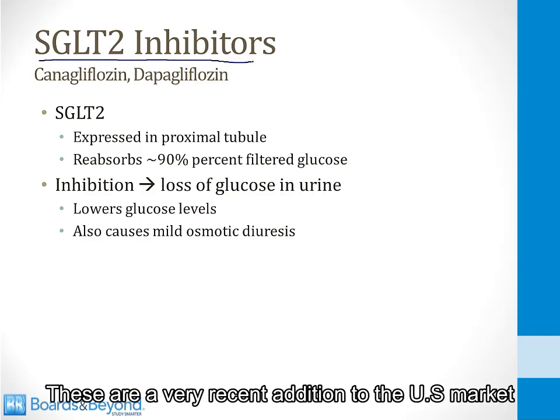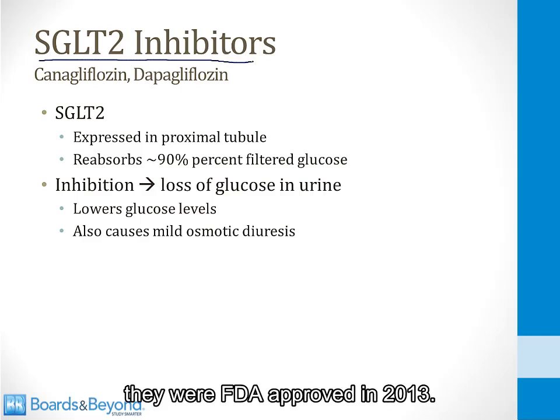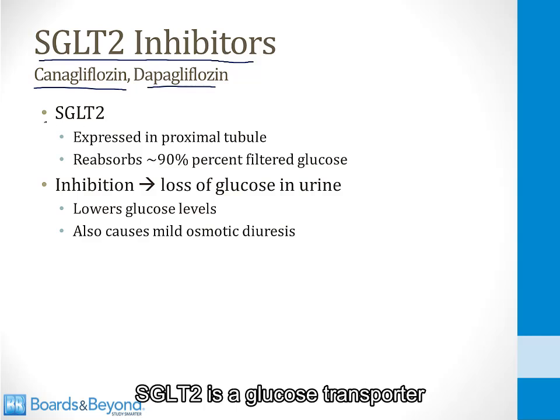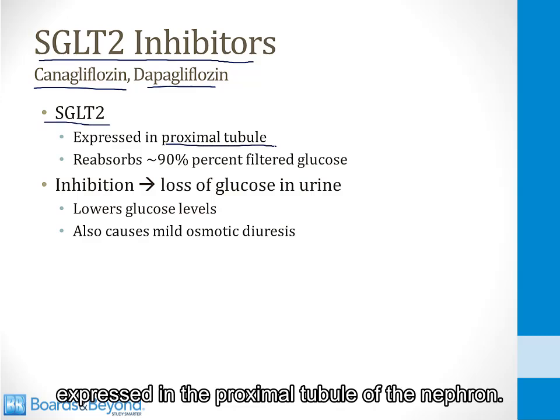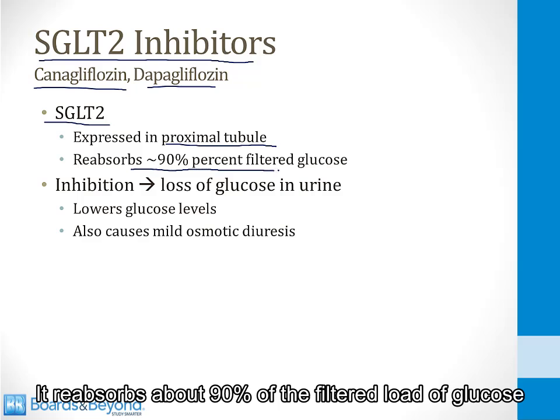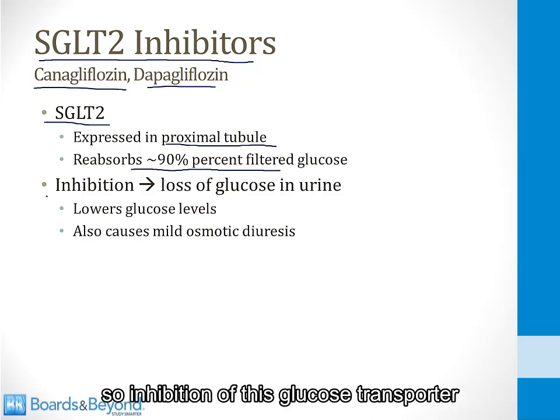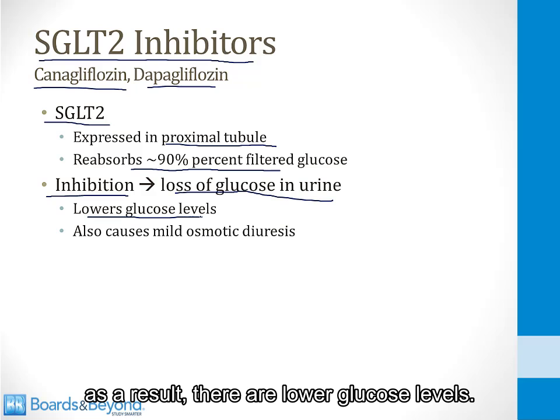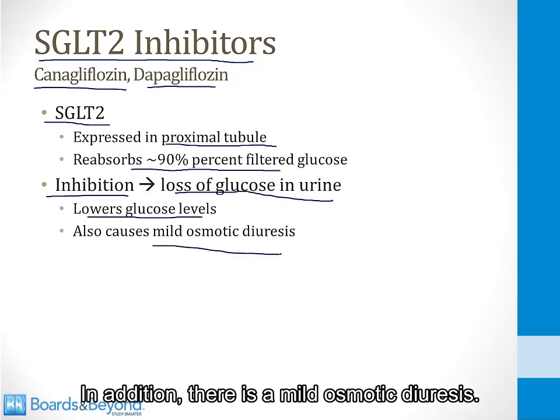These are a very recent addition to the U.S. market. They were FDA approved in 2013. There are two drugs in this class, canagliflozin and dapagliflozin. SGLT2 is a glucose transporter expressed in the proximal tubule of the nephron. It reabsorbs about 90% of the filtered load of glucose. So inhibition of this glucose transporter leads to loss of glucose in the urine. As a result, there are lower glucose levels. In addition, there is a mild osmotic diuresis.